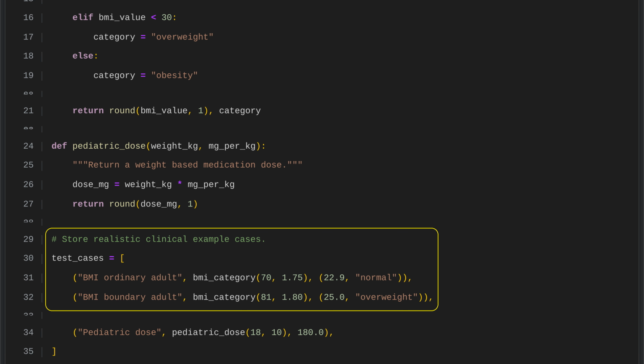Each case includes a descriptive name, the actual result from calling a function with chosen inputs, and the expected result. For example, the BMI category function can be tested with a specific weight and height, then compared with the expected BMI value and category. This structure makes it easy to verify that the functions return correct outputs.